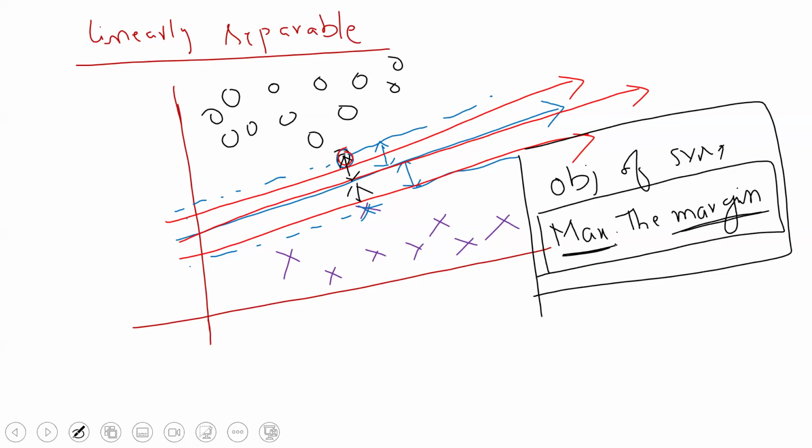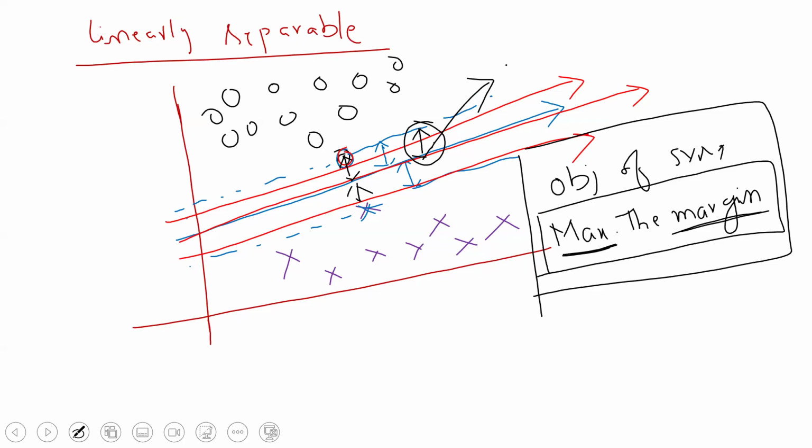When you say maximizing the margin, what is the margin? Margin is nothing but this distance, right? It is trying to maximize this. Now we have to come up with a mathematical formula for this and then solve the optimization problem for that to find out the values.